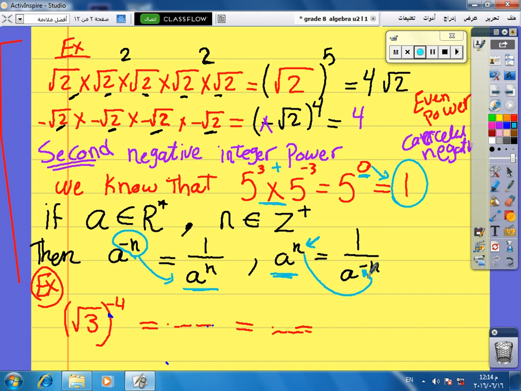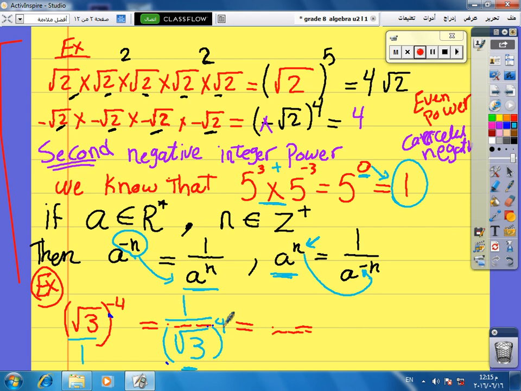Example, square root 3 power negative 4. Here I studied before that any number has denominator 1. Also square root or cubic root, the denominator is 1. So to solve this question, I will flip the fraction. So I will write 1 over root 3. Here the power is negative. I said that when you have negative power and you make it down in your fraction, make it positive. So I will write 4.